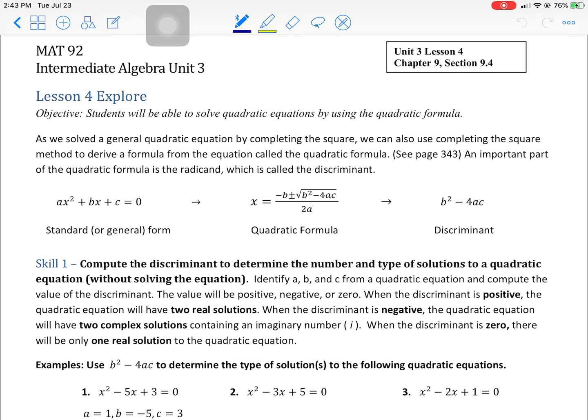All right, Math 92, Unit 3, Lesson 4. This comes out of the book on quadratic formulas, Section 9.4. Students will be able to solve quadratic equations using the quadratic formula.